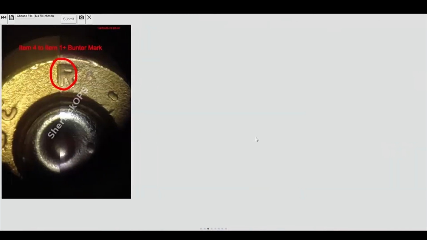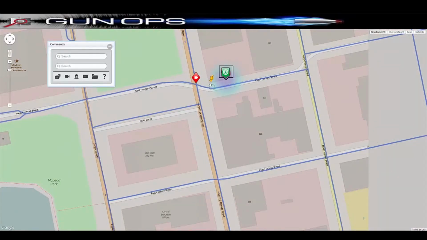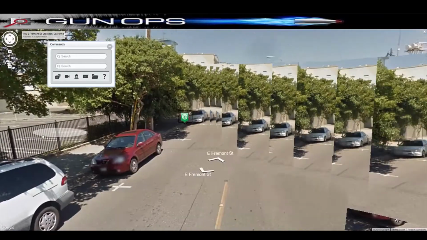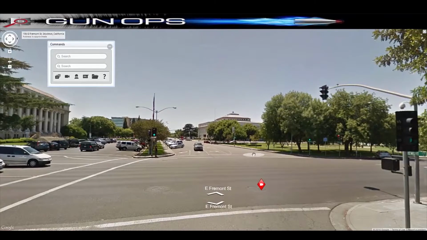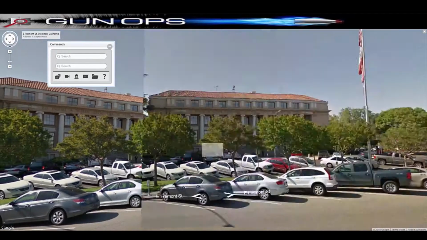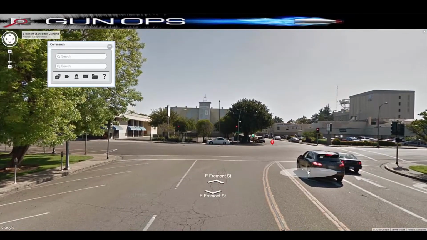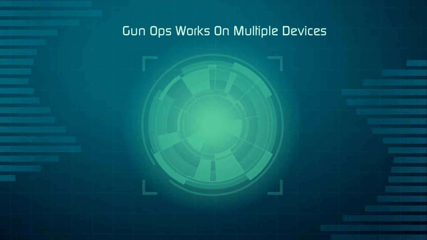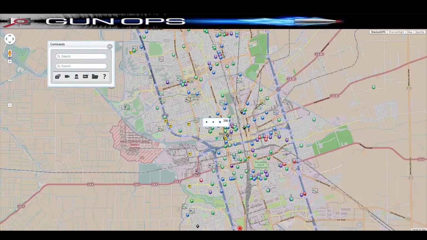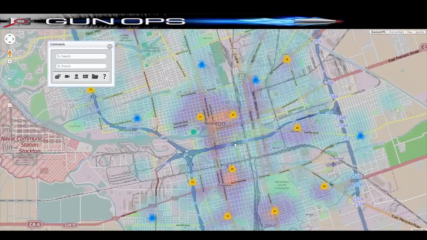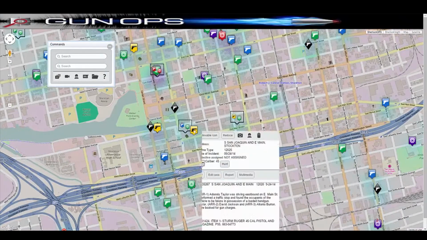Because GunOps integrates with Google Maps, users have the ability to view the street level of an incident. When talking to a witness or a suspect, officers can use this tool to understand the physical location of people relative to the crime. GunOps allows for mobile access, so authorized users can log in from any location on any device. Now, when an officer comes back after 3 days off, they can log into GunOps and know exactly what's been happening on their beat.